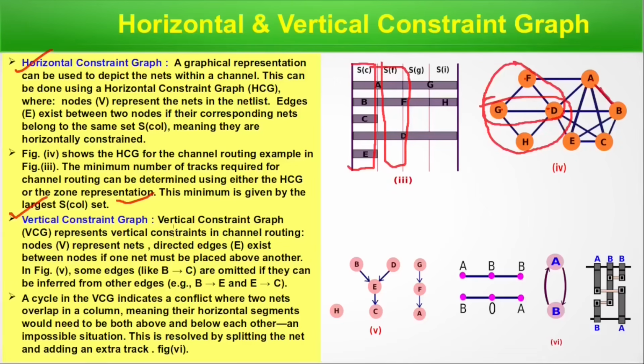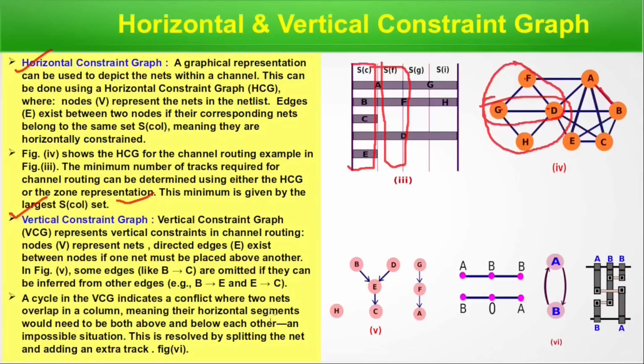Now vertical constraint graph. Vertical constraint graph or VCG represents vertical constraints in channel routing. Nodes V represent nets, and directed edges E exist between nodes if one net must be placed above another. In figure 5, some edges like B to C are omitted if they can be inferred from other edges like B to E and E to C.